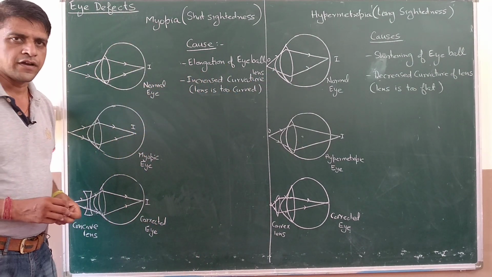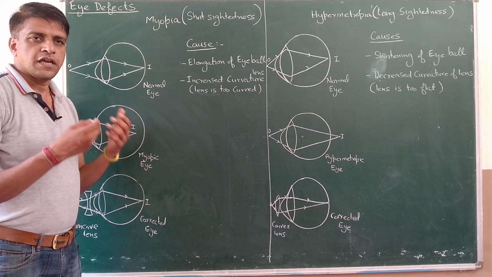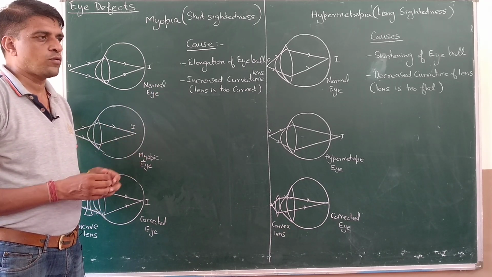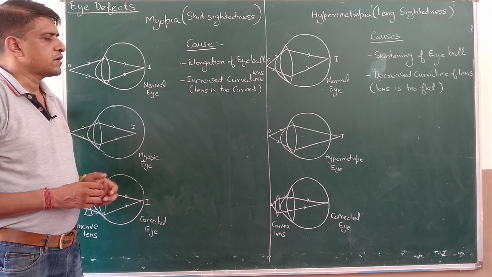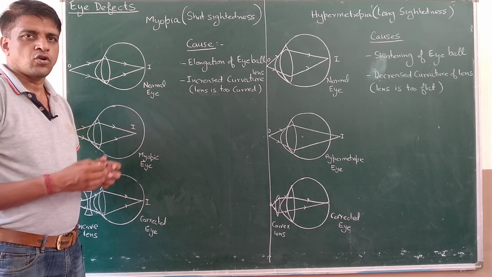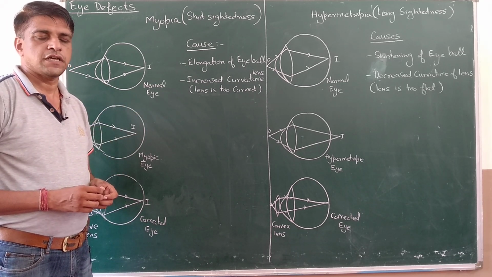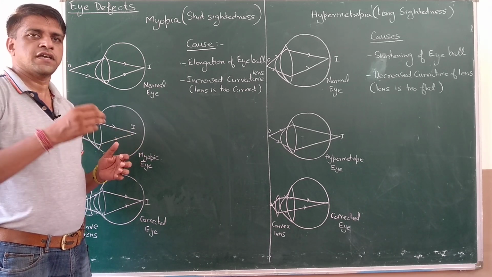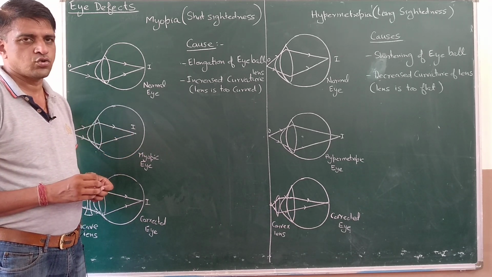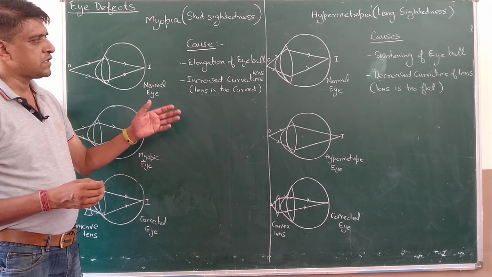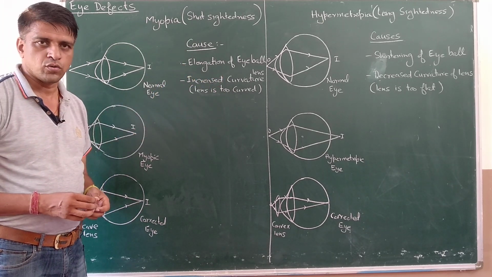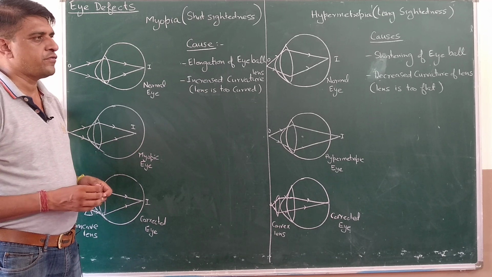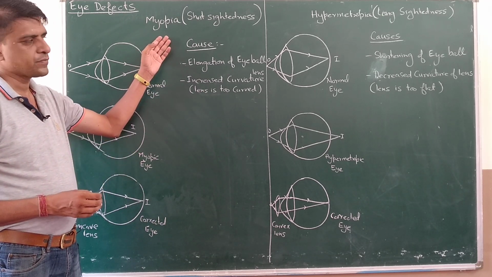It is the eye defect in which a person is able to see nearby objects clearly, but far or distant objects cannot be seen clearly. Suppose a student sitting at the last bench of the classroom is not able to see what is written on the blackboard, that type of defect is called myopia.